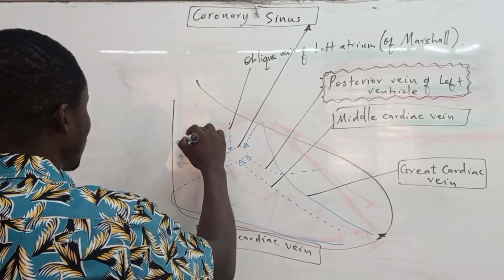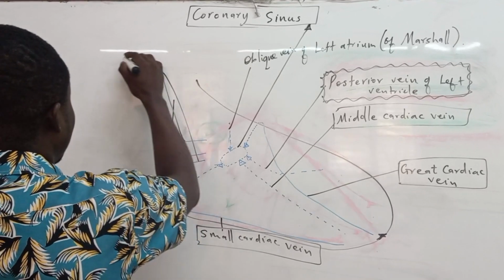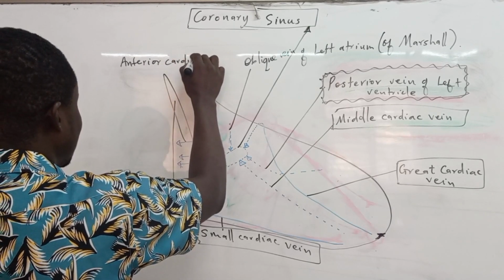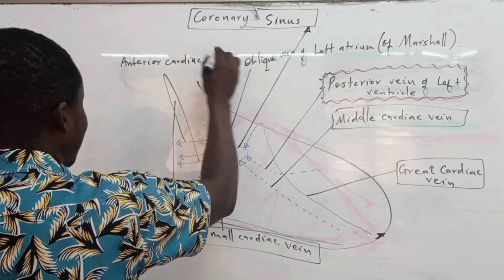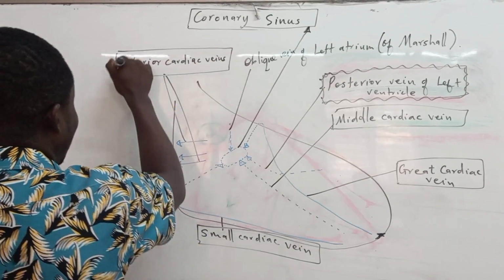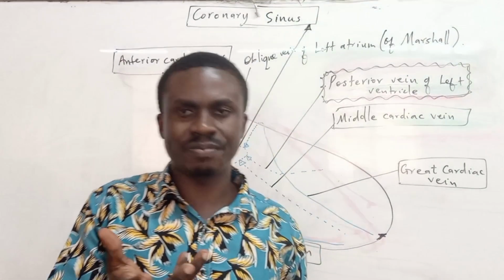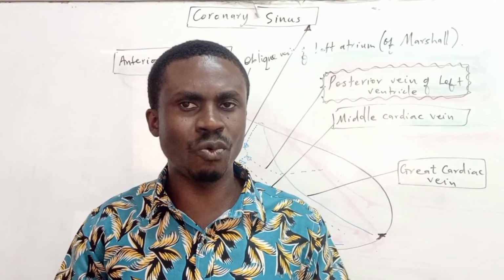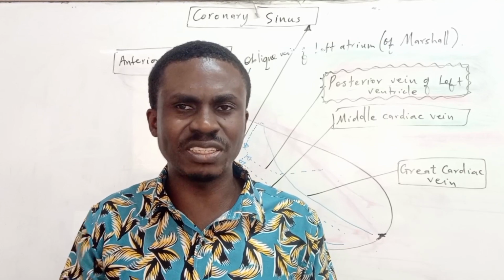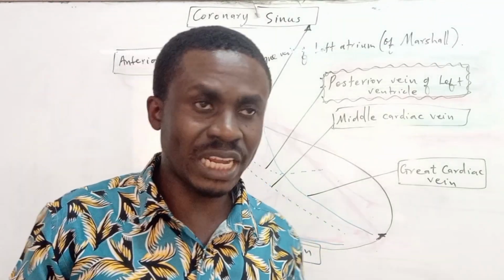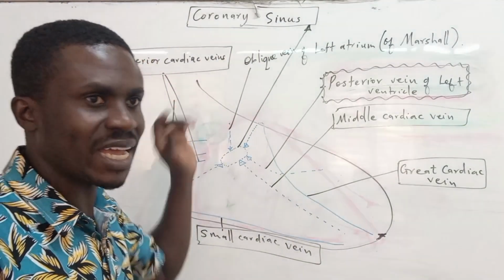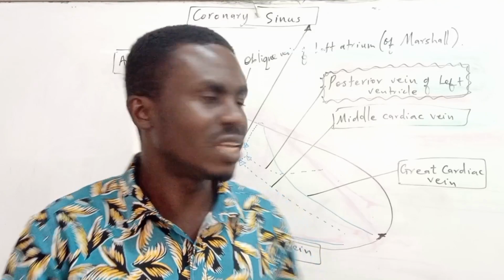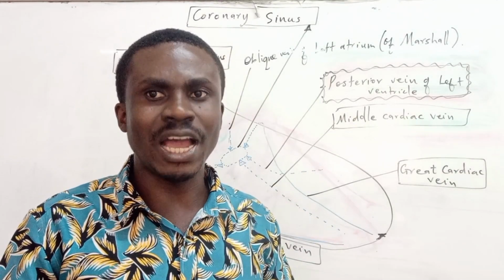Now, such veins, we call them anterior cardiac veins. So sometimes if you look at the heart and you are looking at the anterior wall of the right atrium, you may see some veins going in there. We are talking about the anterior cardiac veins. It means that anterior cardiac veins are not tributaries of the coronary sinus. I want you to appreciate that.